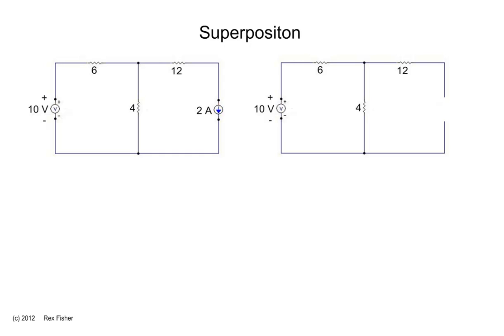Now we redraw the circuit with its other source. This time, we're going to replace the current source with its internal resistance. And since current sources have infinite internal resistance, ideally, we're going to leave that branch open.